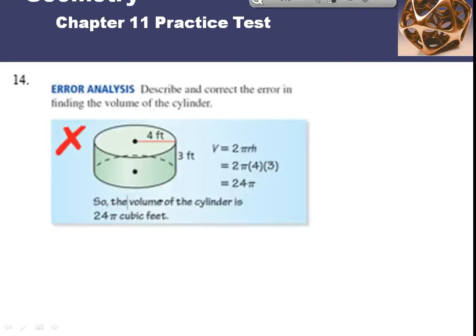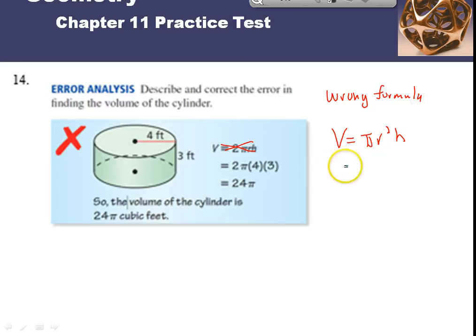Now 14 is an error analysis. Describe and correct the error in finding the volume of a cylinder. Well, what's the formula for the volume of a cylinder? So you should be looking it up, and you should see that the formula that they used is incorrect. The volume of a cylinder is pi r squared h. So this formula is wrong. It should be pi r squared h. So they used the wrong formula. And now we need to fix it.